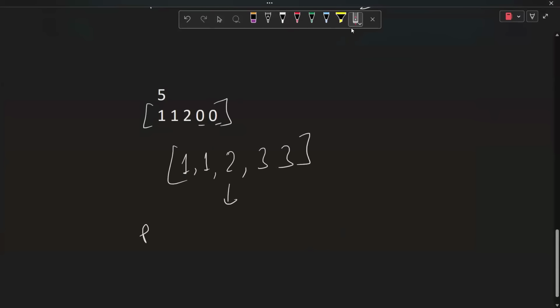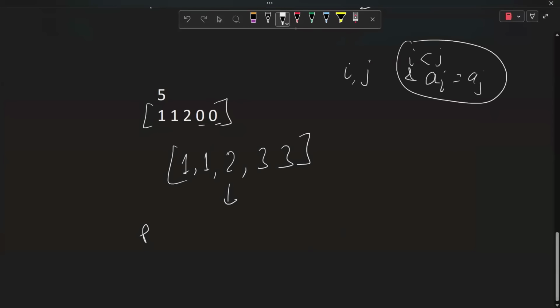The value of my P is the number of indices i, j such that i is less than j and A_i is equal to A_j. This is the condition: the number of pairs of such i, j. Basically, we need to find the number of pairs of indices so that their values are equal. And i is less than j just to ensure that, if I'm taking, let's say, zero-based indexing.